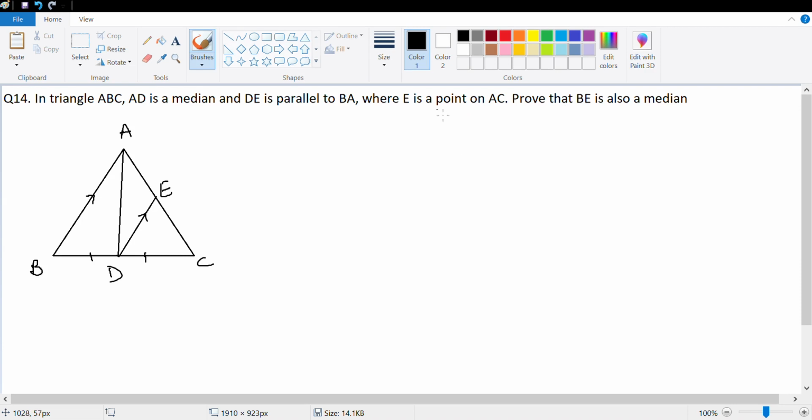Prove that BE is also the median. So we need to prove that BE is the median. What does proving BE median mean? Basically it means that E is the midpoint of AC. That's what we have to do. So let's look at this.